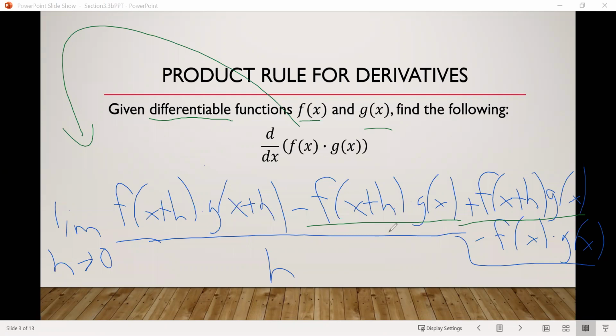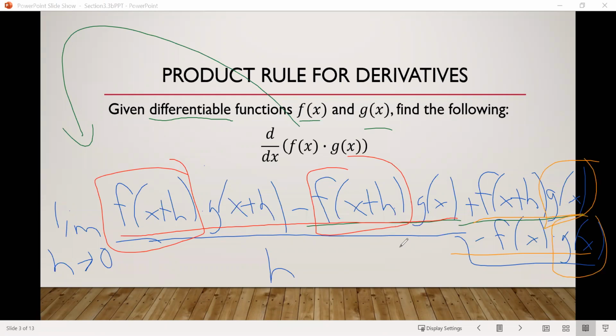Okay, and then I want to divide the top into two pieces. So I have this first piece, the f of x plus h times g of x plus h minus f of x plus h times g of x. And then the second piece is this plus f of x plus h times g of x minus f of x times g of x. And notice in each case, they have stuff we can factor out, right? In the first two terms, we see that they have f of x plus h in common. In the second two terms, we see that they have g of x in common, right? So let's look at what happens if we factor those out. What happens to our limit? I'm going to go ahead and rewrite this again.